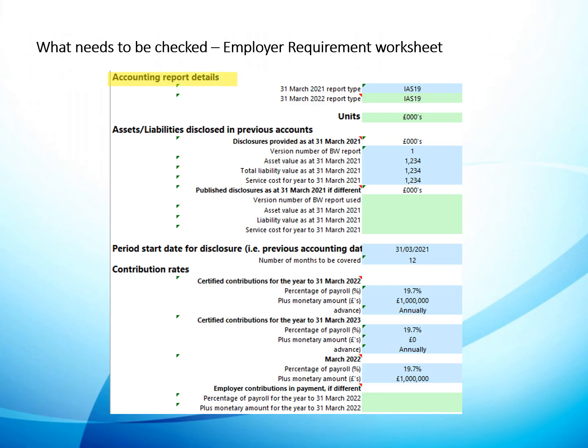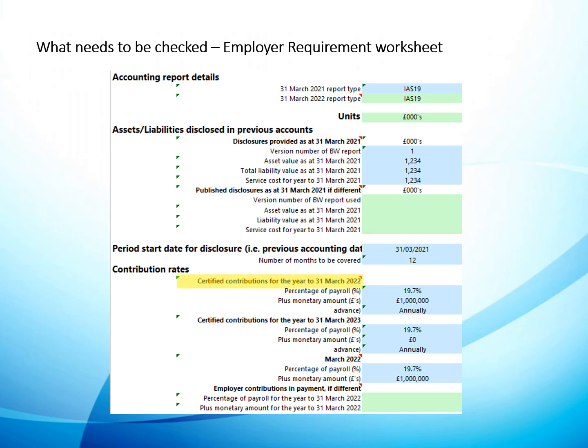Accounting report details. Please select the report type needed from the drop-down: IAS 19 or FRS 102. IAS 19 for UK listed companies and local authorities and FRS 102 for other UK employers. If unsure, you should query this with your auditors. Assets and liabilities disclosed in previous accounts. Please check that the data pre-filled by the actuary is correct. This is taken from your prior year disclosure. If there are any differences, please list them in the green box under Published Disclosures as at 31st of March 2021 if different.